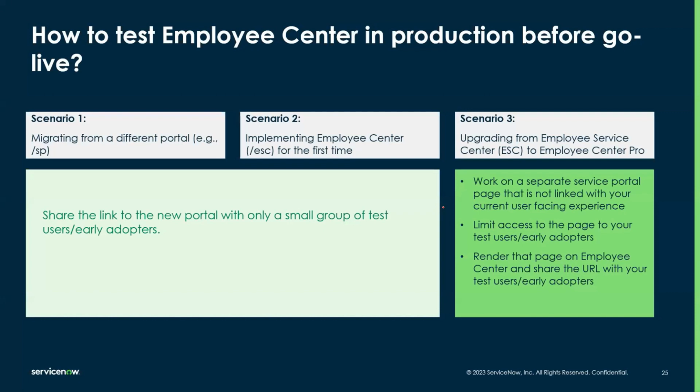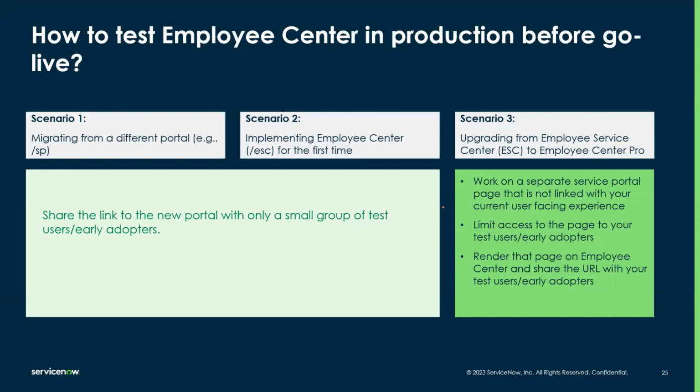If you are migrating from a different portal, or if you're implementing Service Center for the first time, what you could potentially do is identify a set of early adopters and give them the new link. You could also divert the URL, if that is what it is called. I think that's what it is called. So when they log into the portal, they are redirected to the Employee Center portal. That is possible in these two scenarios, because it's ultimately a completely new URL.